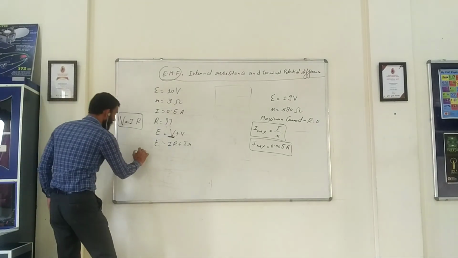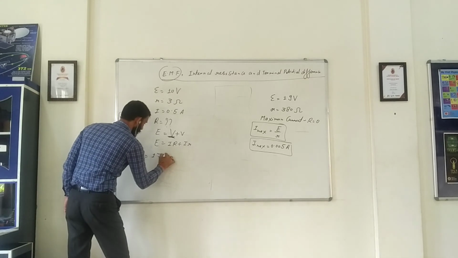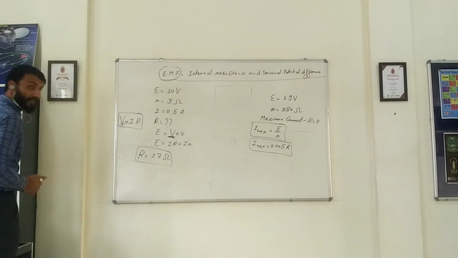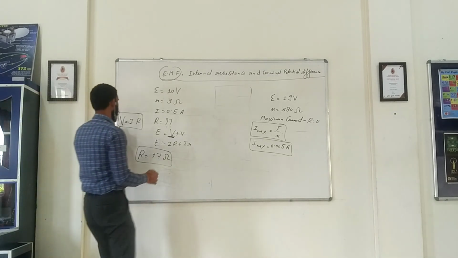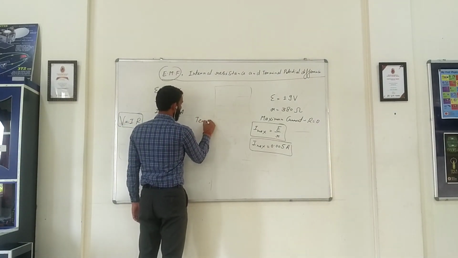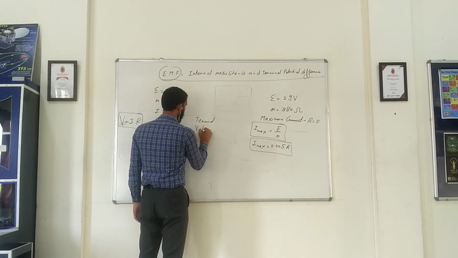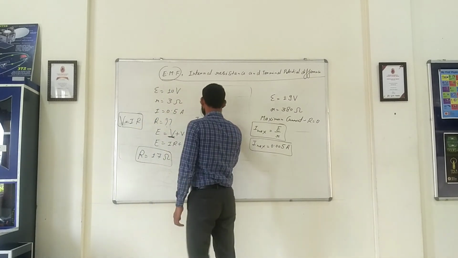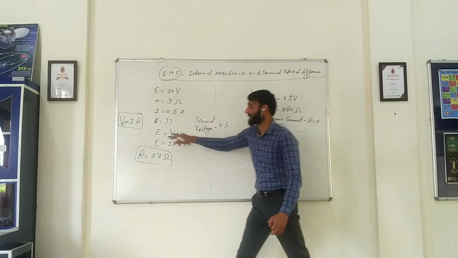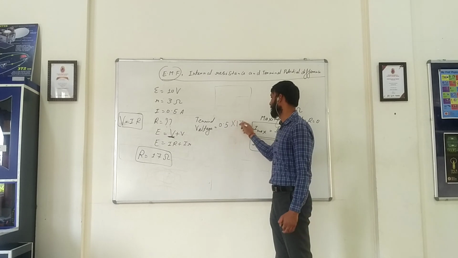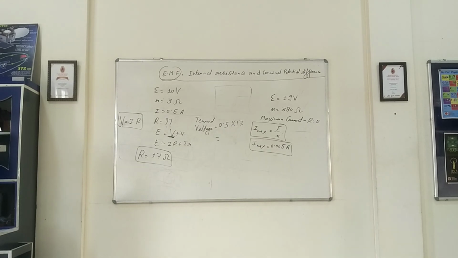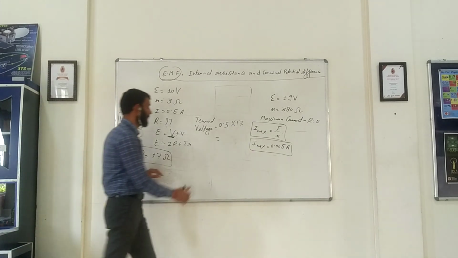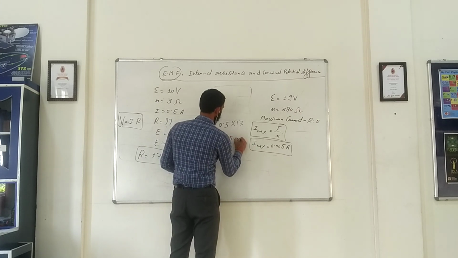If you try to figure this out, your capital R would be 17 ohm. And if you try to calculate the terminal voltage, that is V, that would be I, 0.5, into R, 17, because this is the formula I into R. So that would be your answer, right? So this would be 8.5 volt. I hope you would be able to calculate this part. 8.5 volt. This I have already explained.